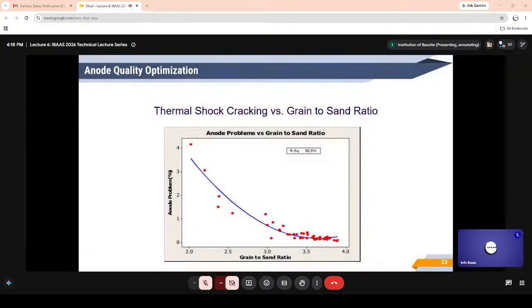Dry aggregate composition strongly affects the anode performance in cells. At the start of plant operation, the anode grain to sand ratio was about 2. Increasing the dry aggregate GSR to 4 reduced anode problems, showing that higher GSR reduces anode thermal shock cracking.